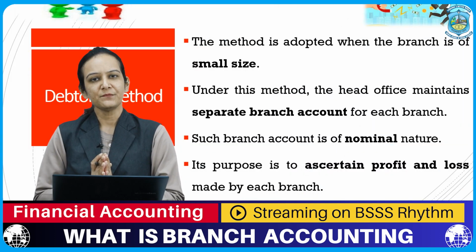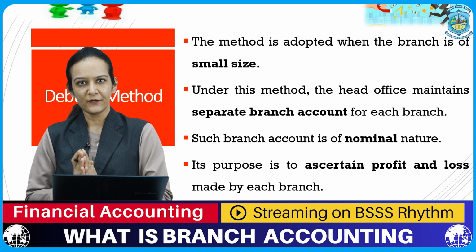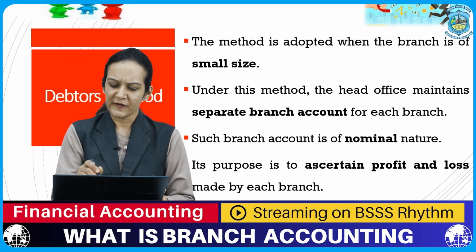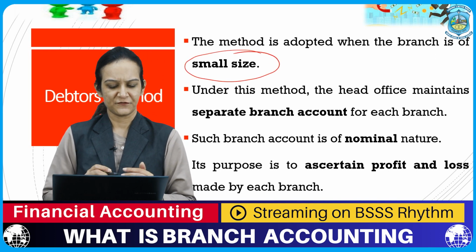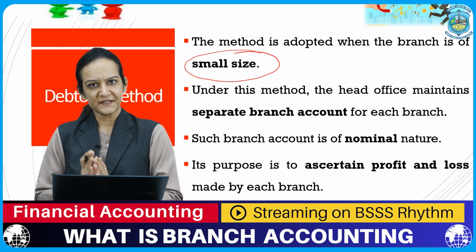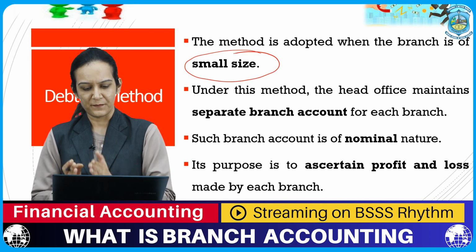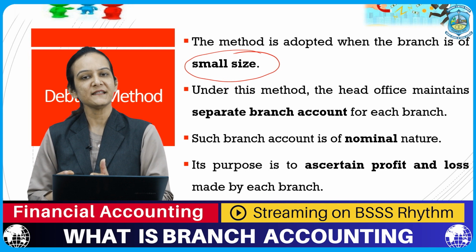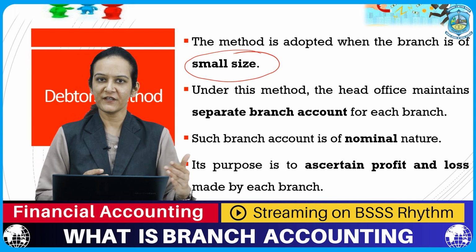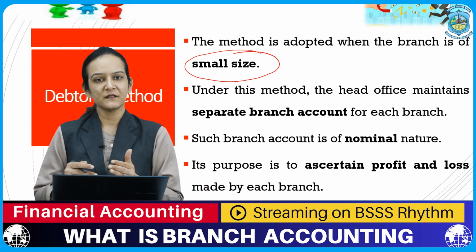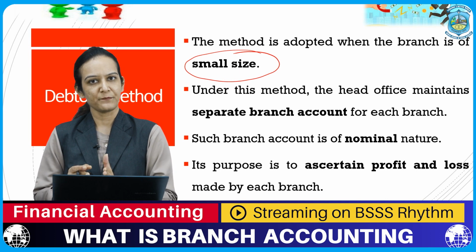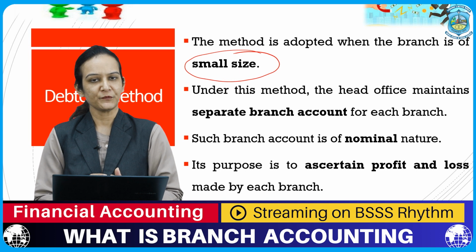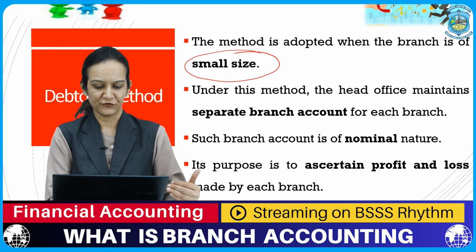Now, a debtors method is adopted by the head office to prepare the books of accounts of the dependent branches when the branch is of very small size, first of all. Then under this method, the head office prepares separate branch accounts for every individual branch. For example, the head office is preparing separate branch account for the Bhopal branch, for the Indore branch of a particular company, for the Gwalior branch of a particular company.